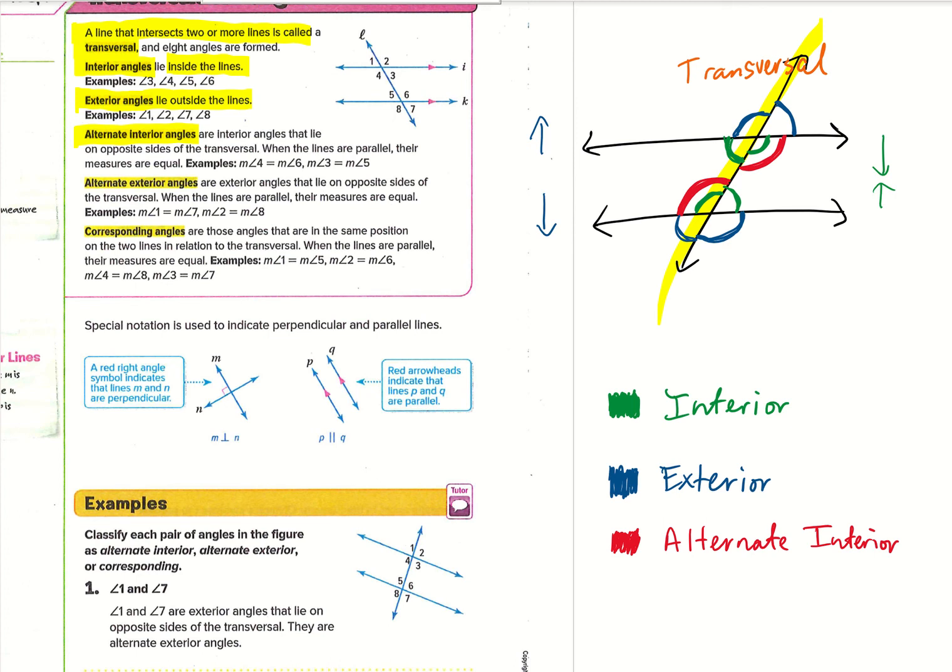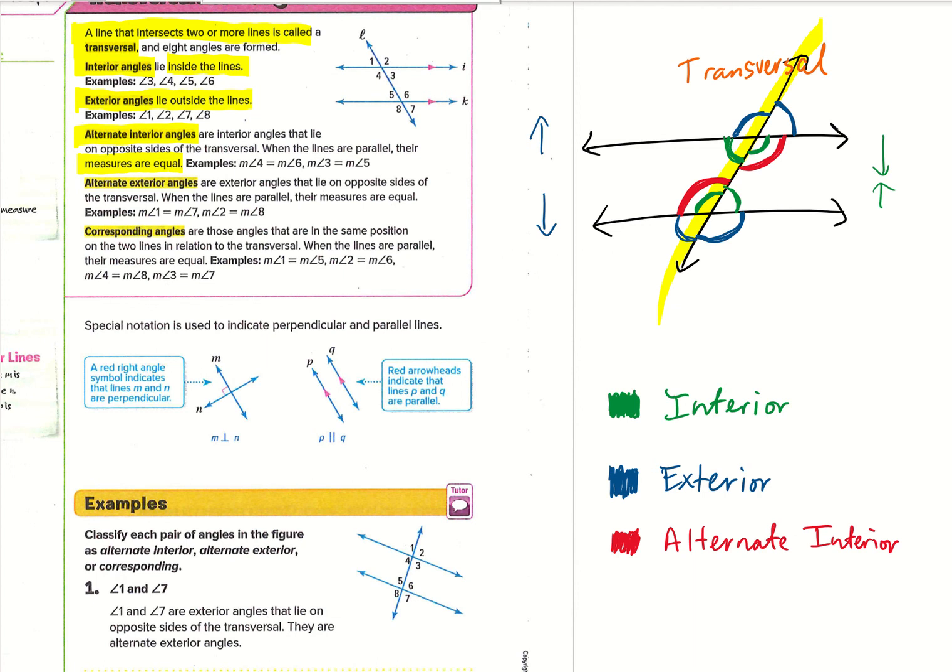And it's important to know that alternate interior angles, when we have parallel lines, are equal to each other. So those two red ones that I just made are going to be equal to each other. Make sure they're on opposite sides of that transversal. That's a really key part here as well.